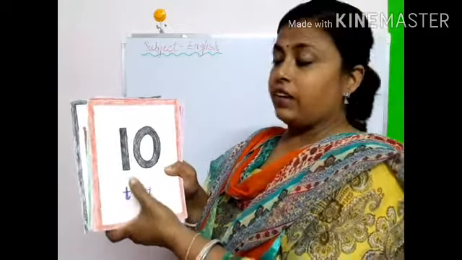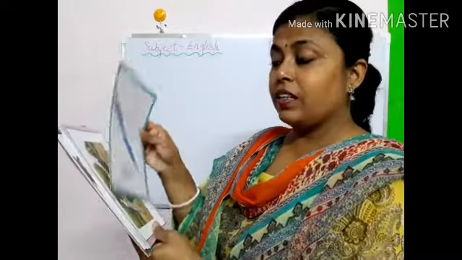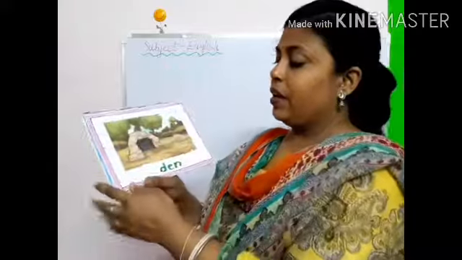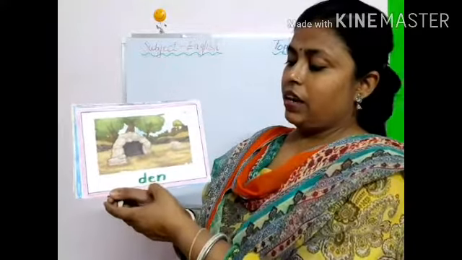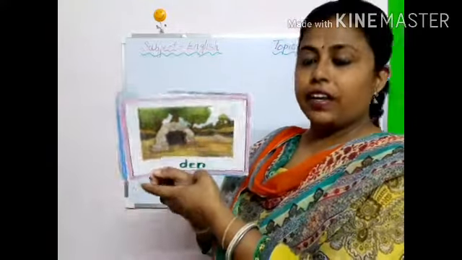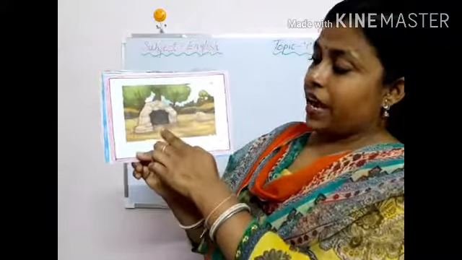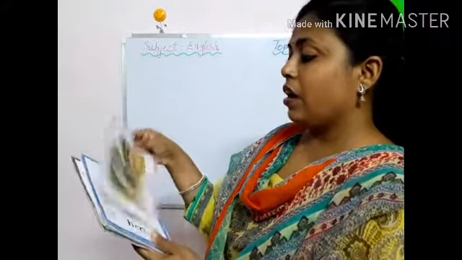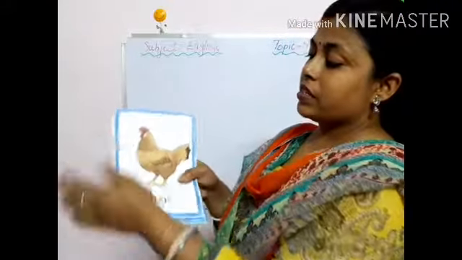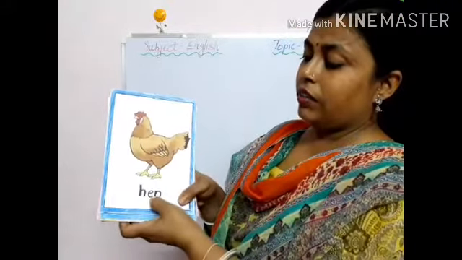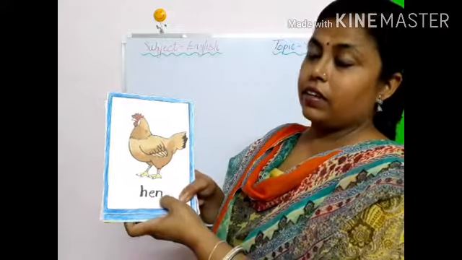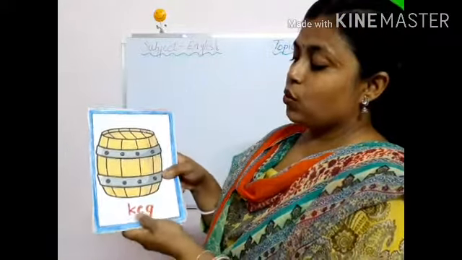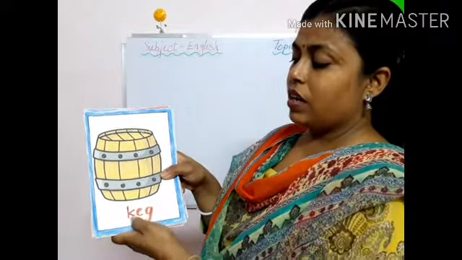You write with a pencil. Your parents use a pen, mama or daddy, you know, use a pen. Next, den. This is a den in which a tiger lives, a lion lives, okay? Next. Hen. This is a hen. Next, we will go to eg sound words.